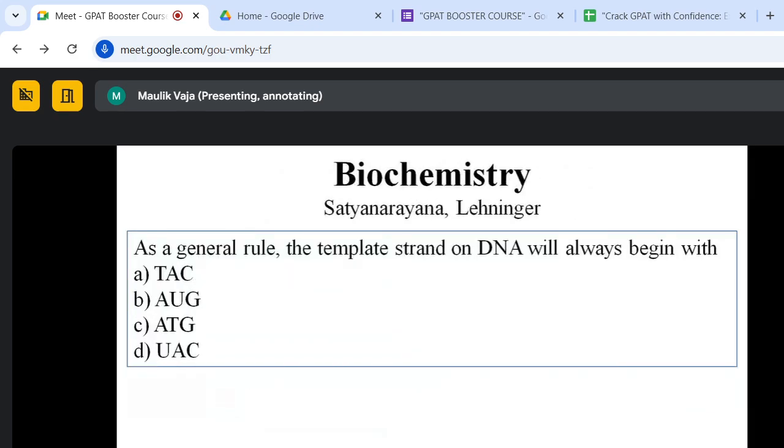Then this is my favorite question, which was asked in GPAT. Can you give the answer for this? AUG, that codon. So I will tell you B is incorrect. Just take 2 minutes. Read the question, think, and give the answer.